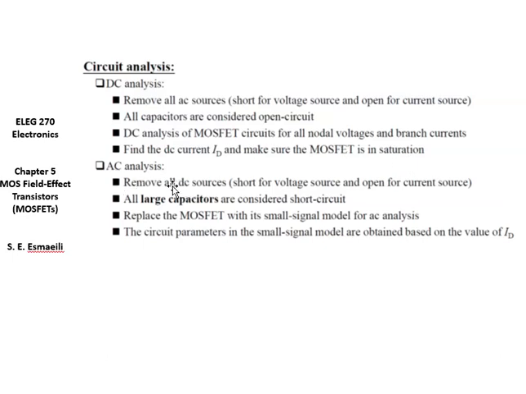In the AC analysis, we remove all the DC sources. The same method. Voltage sources will be short, current sources open. The capacitors will be short circuit now. In DC, capacitors are open circuit. In AC, they are short circuit. So replace them with wires. And then we replace the MOSFET with either one of those models that I told you. I recommend you to replace it with this model. And the circuit parameters in the small signal model are obtained based on the value of ID and basically GM that you found.